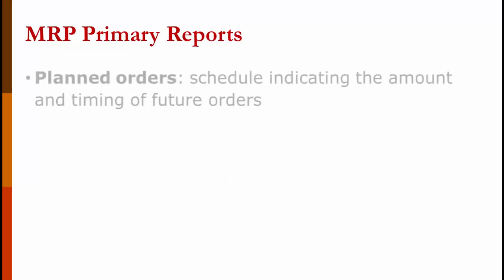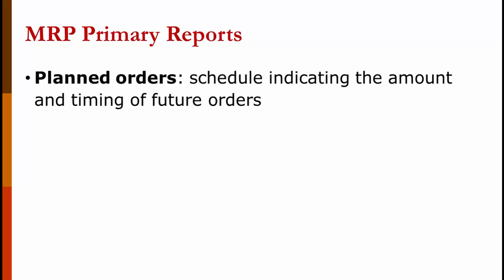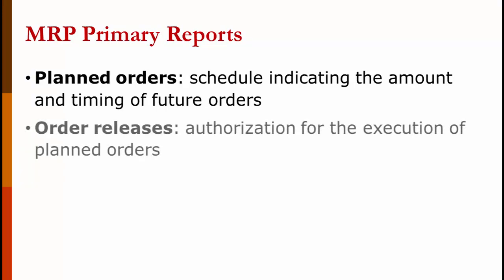Let's talk about the MRP primary reports. There are 3 of them. The first is planned orders. That's a schedule indicating the amount and timing of future orders, either from a vendor or your production floor. Order releases are authorizations for the execution of the planned orders.